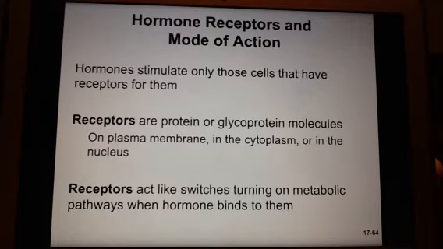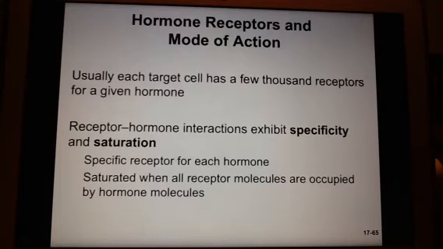And they're kind of like switches turning on a pathway when the hormone binds to them. That just means there's a reaction ready to get started, but it's waiting for the hormone to get there before the reaction takes place. Usually a target will have a few thousand receptors for a given hormone. And these interactions are specific, kind of like an enzyme is specific to the reaction it helps. They're very specific receptors for each hormone, and they also can be saturated. That just means when all of the receptor molecules are occupied, then that's it. They're kind of all full.